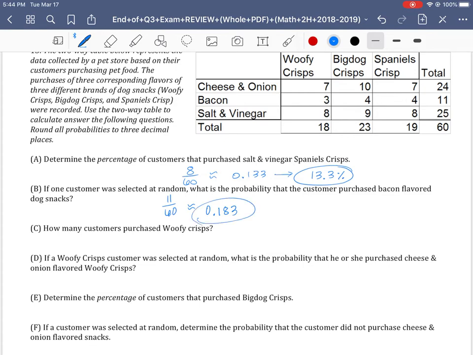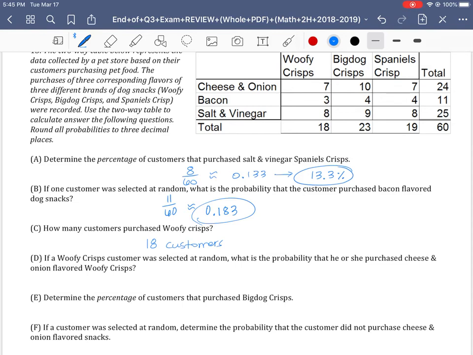Part C just asks how many customers purchased Woofy Crisps. So if we look up at the top, that first row, or I apologize, column right there, tells us that 18 of them purchased Woofy Crisps, so we would just say 18 customers.